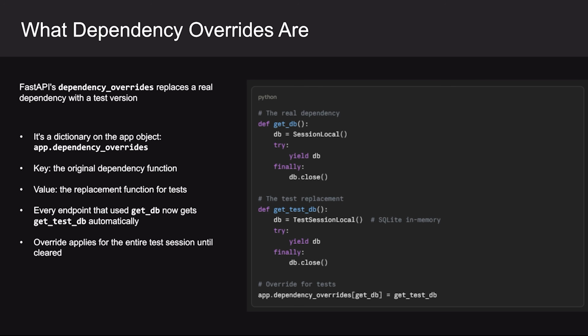dependency_overrides is a dictionary that lives on your FastAPI app object. Look at the code on the right. The key is the original dependency function. The value is your test replacement. get_db normally opens a real PostgreSQL session via SessionLocal. get_test_db opens a TestSessionLocal instead. One line at the bottom, app.dependency_overrides[get_db] = get_test_db. From that point on, every endpoint that declared Depends(get_db) now gets get_test_db automatically. No changes to your endpoint code, no conditional logic. FastAPI handles the swap completely. The override stays active for the entire test session until you clear it.